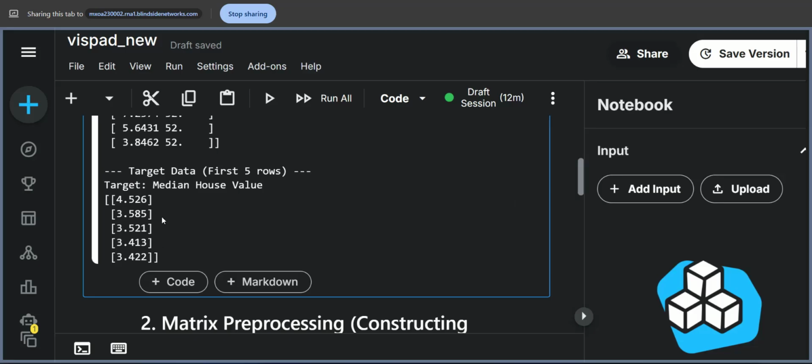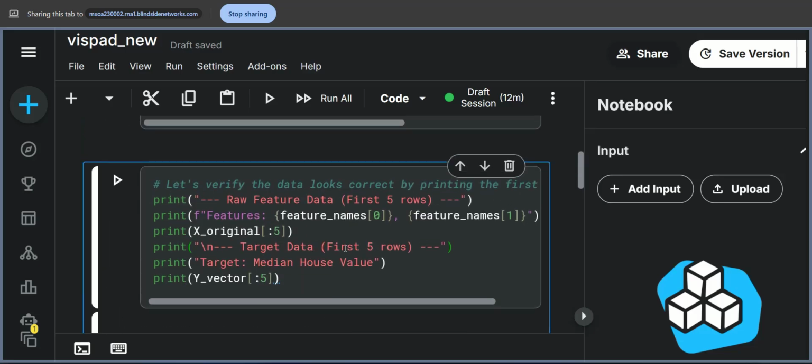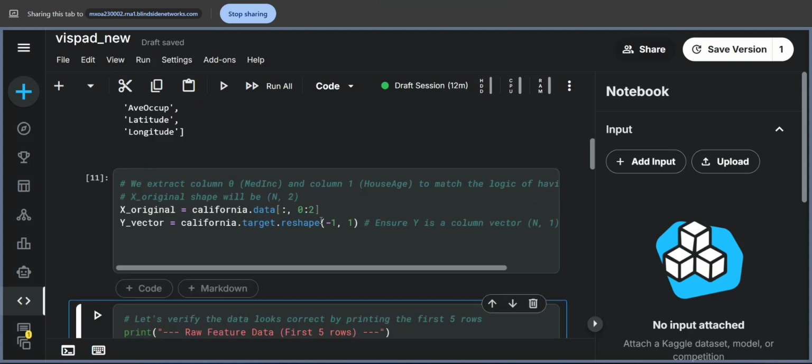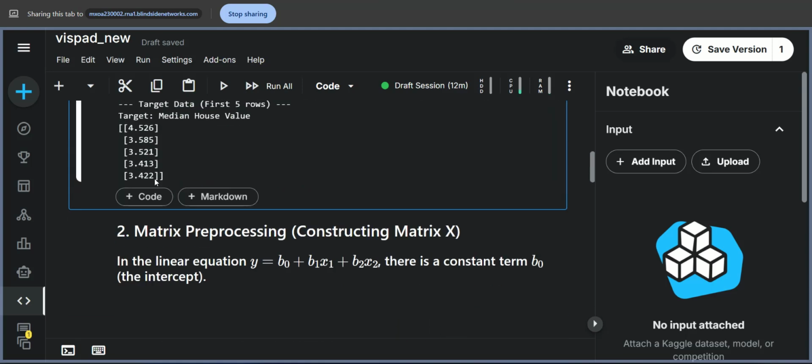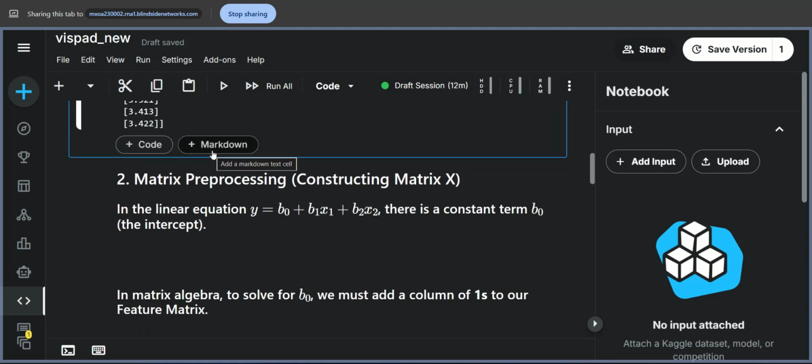So that's what happened when we used the negative one. When we did the negative one, right? So now we can see our data. So now we are going to process this and then reconstruct it in this form here.